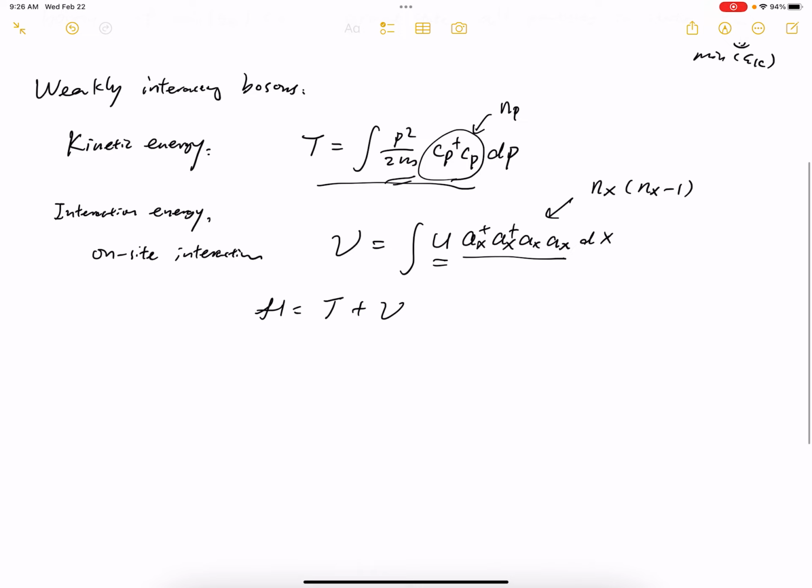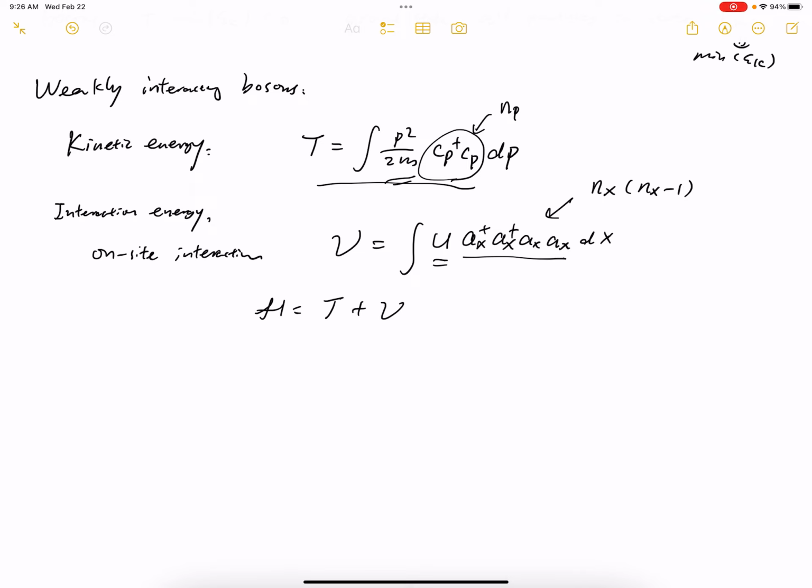Okay, so how are we going to do this? The first thing you notice is that I actually use A instead of C because the interaction energy is written using creation operators in the position basis, right? That's the basis where it becomes diagonal, and the kinetic energy is written in the momentum basis because that's where it is most conveniently written. So in order to solve this, we basically have to change them to the same basis.